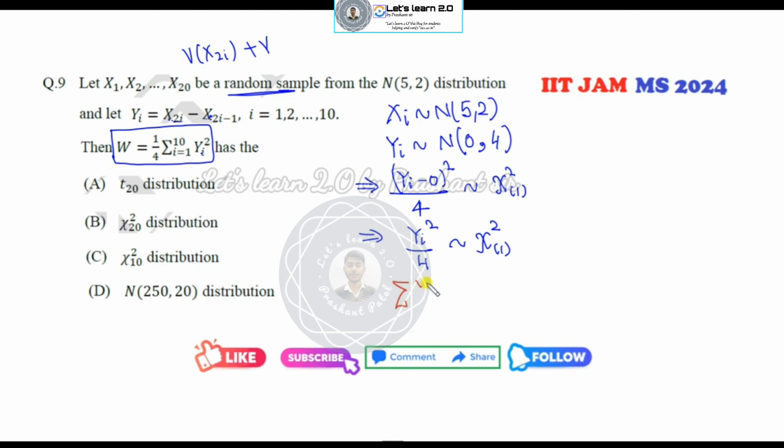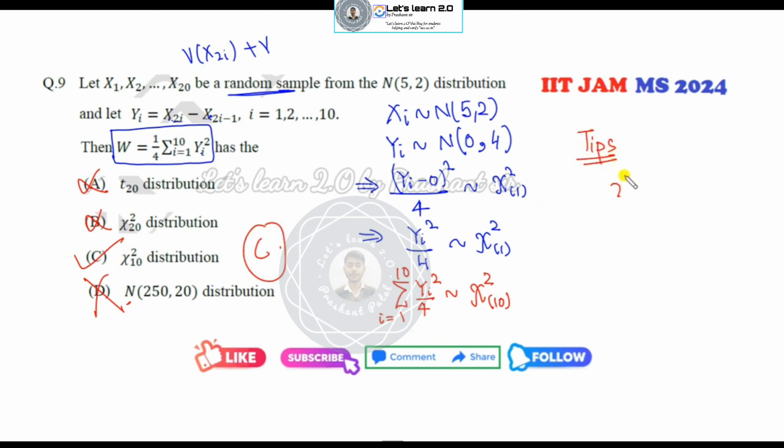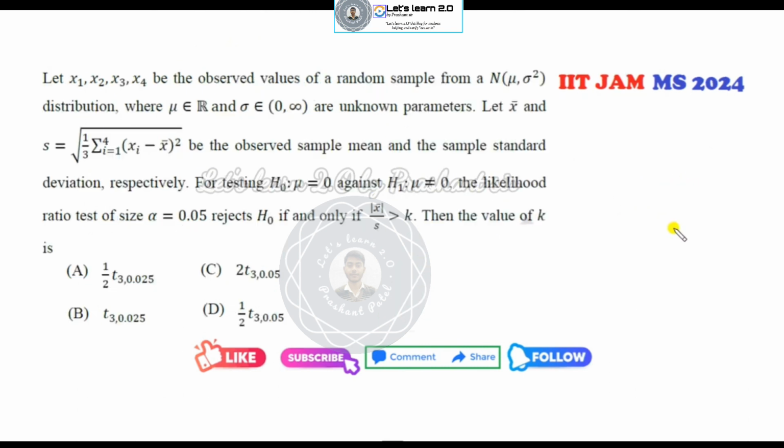Then we need the summation. What is the summation of this, where i varies from 1 to 10? It will follow the chi-square distribution with 10 degrees of freedom. So this is cancelled, this is cancelled, this is the correct option, this is the wrong answer. Always remember, whenever you have a square, it always follows the chi-square distribution.